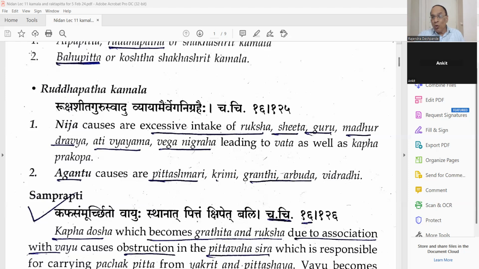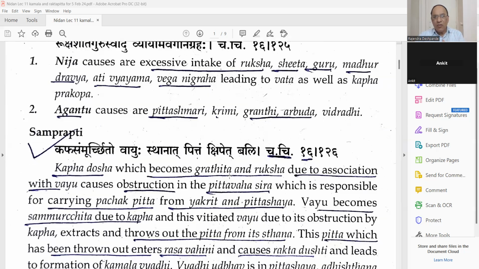Second, Agantu causes. For example, in obstructive jaundice or Raktapitta, there may be Pittashmari, like bile stones, krimi, any organisms, Granthi, like a tumor, Arbuda. Granthi is a benign tumor, I am sorry, normal, and Arbuda is a malignancy. Then Vriddhi. So these are the different reasons mentioned as causes of Kamala.